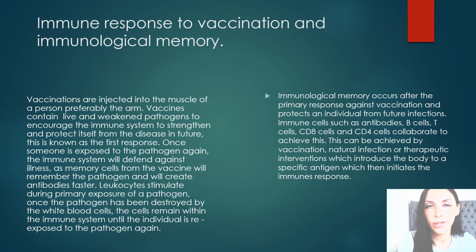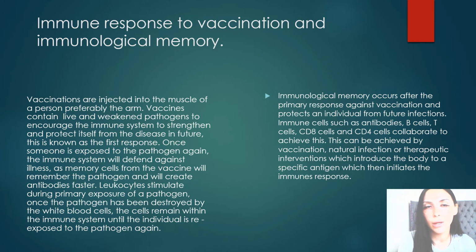Immune response to vaccination and immunological memory. Vaccinations are injected into the muscle of a person, preferably the arm. Vaccines contain live and weakened pathogens to encourage the immune system to strengthen and protect itself from the diseases in the future. This is known as the first response.